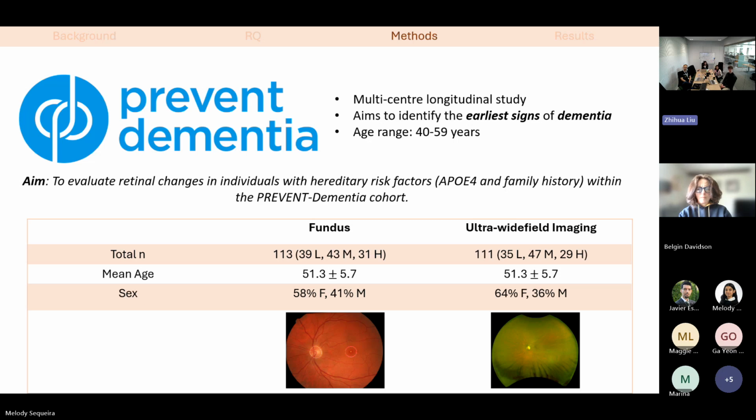So overall, the data was about 100 people in both modalities. Their age was about 51 years, and they were predominantly female.